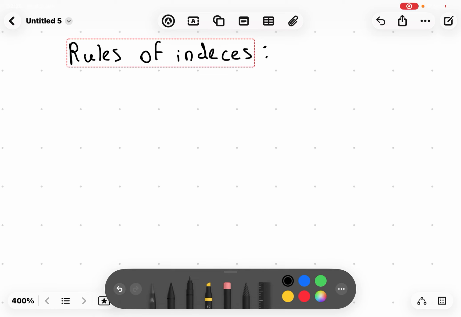Hello, now we're going to talk about rules of indices, and indices are basically powers, right? First of all, I already went through all the background, so I just want to go back to business, let's say.